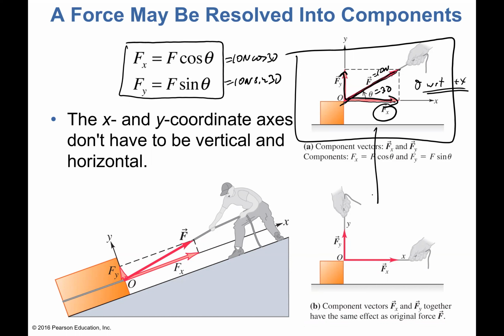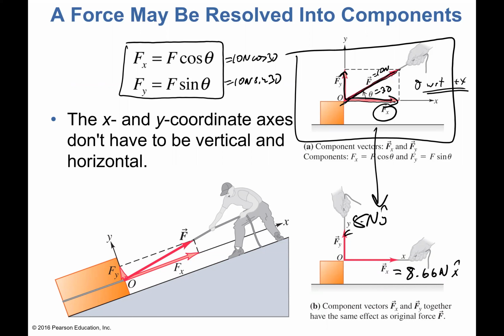That means what I can do here is imagine that instead of being pulled by 10 newtons, 30 degrees above the x-axis, it's being pulled by, let's say, 8.66 newtons in the x direction and 5 newtons in the y direction. Okay, 5 newtons in the y direction.